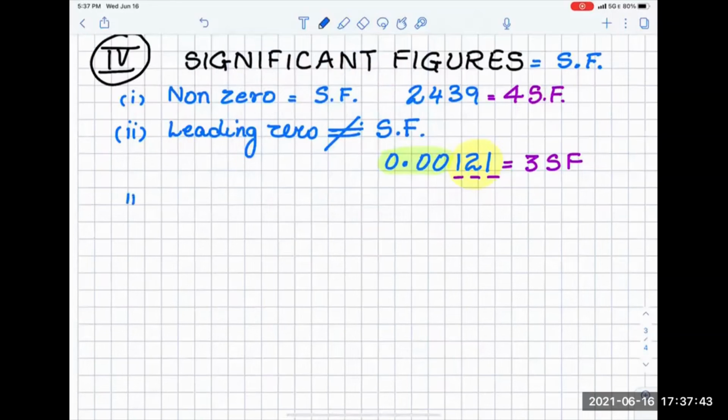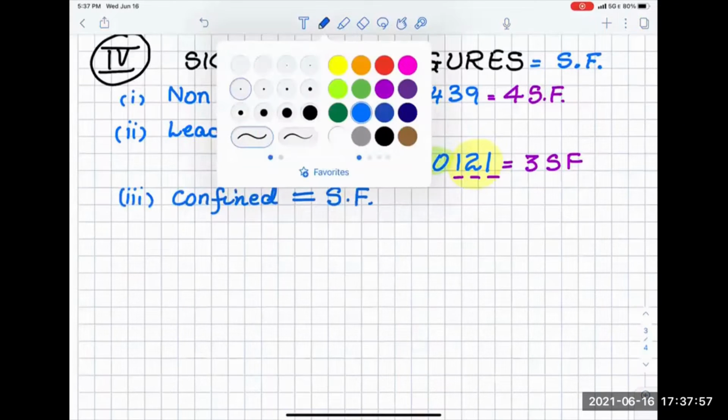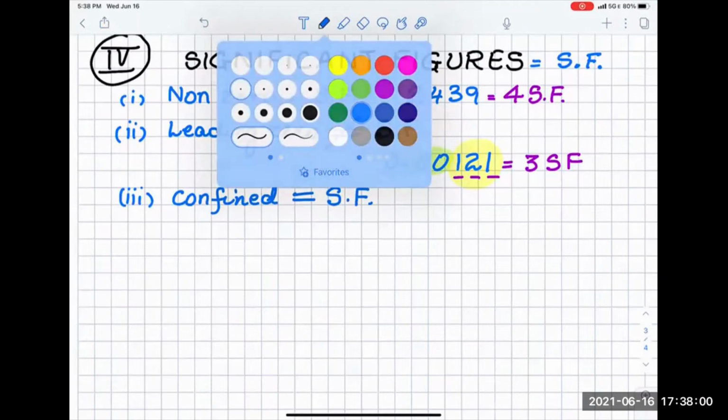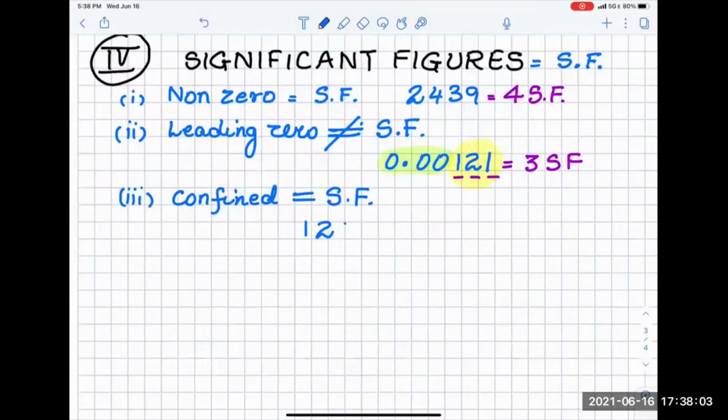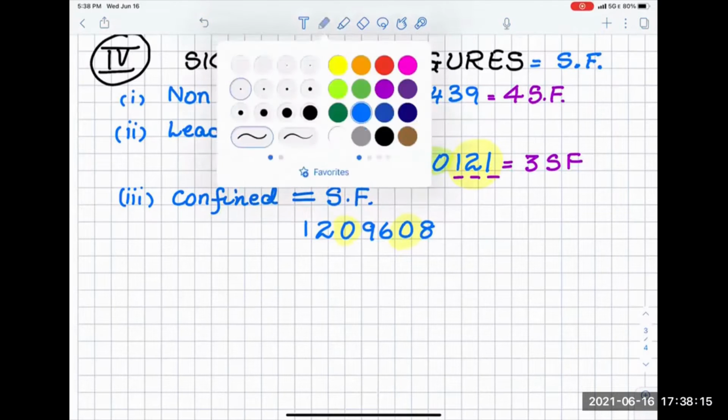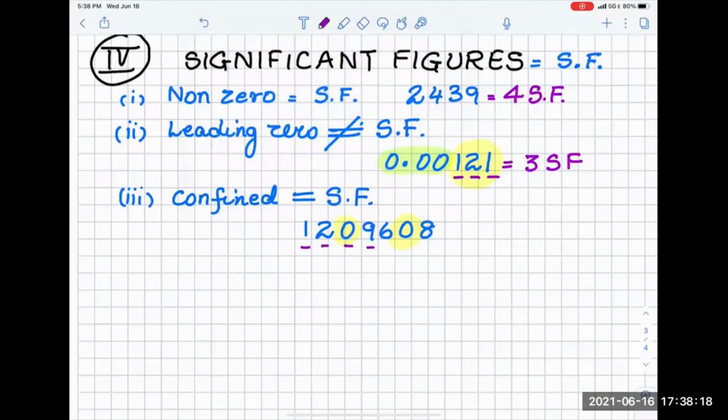They're not important. Next are the zeros that are confined. Confined means they are in between the numbers. So they are significant, they are important. In other words, they are counted. So for example, look at this number: 1, 2, 0, 9, 6, 0, 8. All this big number. In this case, although the zeros are in between, they are still counted. So they're included in the calculation. So 1, 2, 3, 4, 5, 6, 7. There are 7 significant figures here.